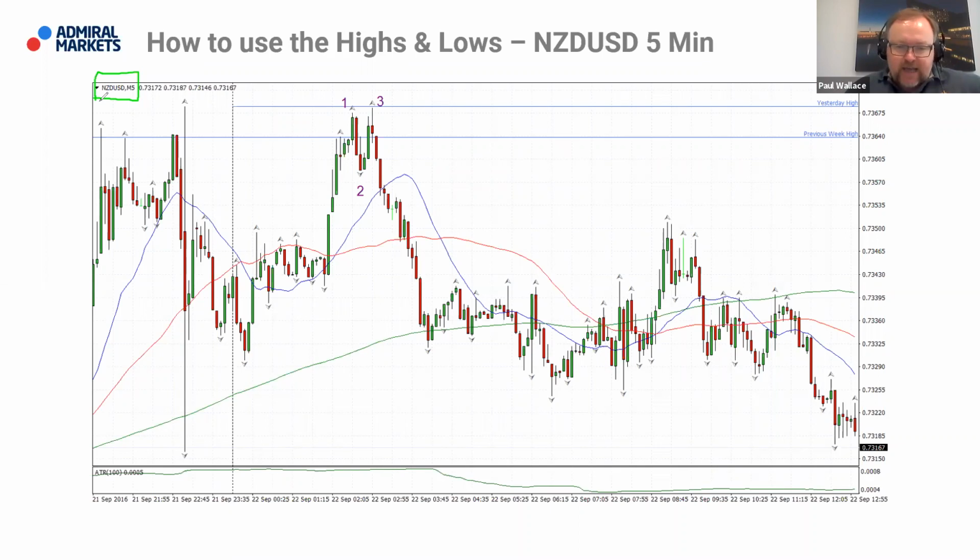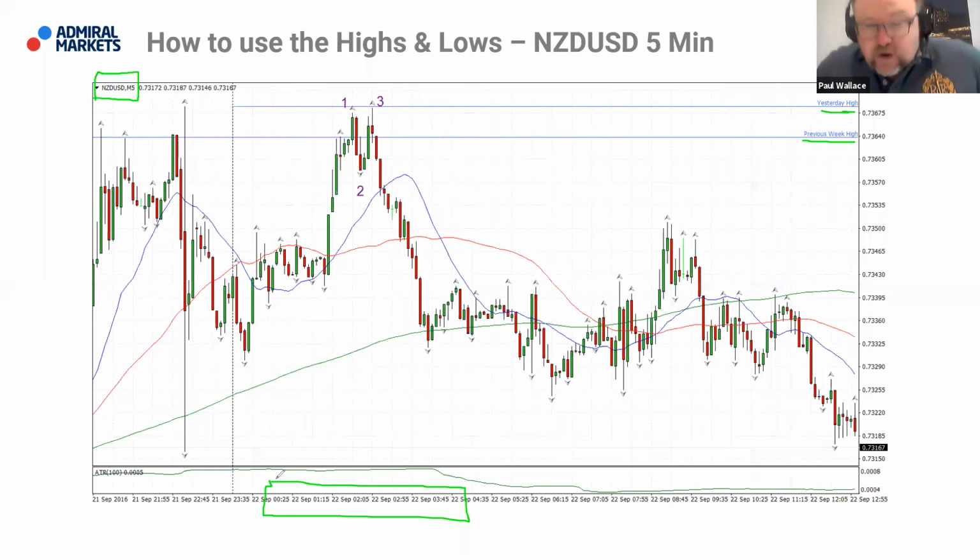But this is the Kiwi against the United States dollar. And what we can see here, let me just move some of my panels, is I've got a little indicator that helps print out yesterday's high and also the previous week's high and low. And what we can see is what happened in the Asian session. I would be perfectly tucked up in bed myself, but you can hopefully see here that price had a strong move up during the Asian session.